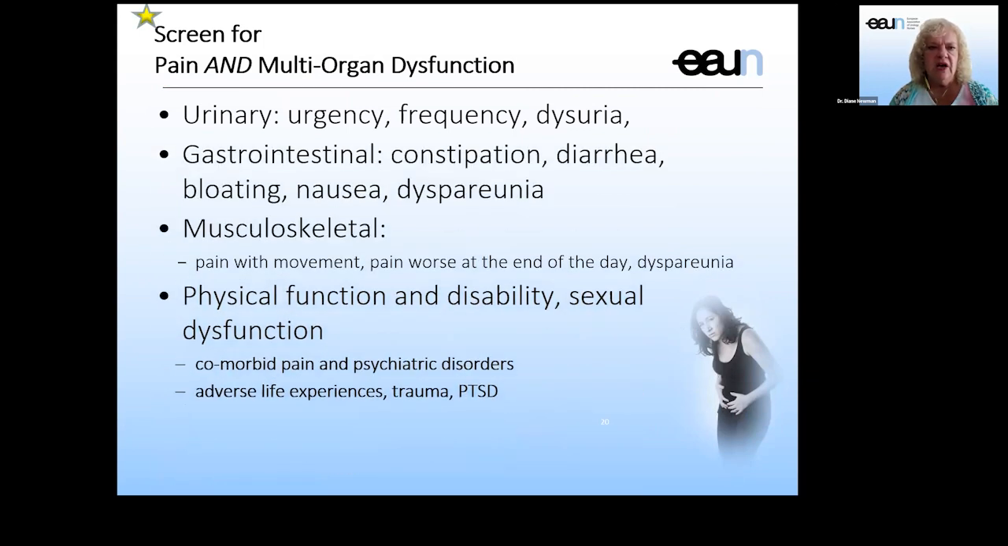Now let's talk about how you want to screen for that pain. You want to talk about urinary symptoms. We tend to see urinary symptoms such as urgency, frequency, and dysuria. We will see GI symptoms, constipation, diarrhea, bloating, musculoskeletal pain with movement. We may find that someone who is working all day, especially in a very strenuous type of job, may have pain at the end of the day.